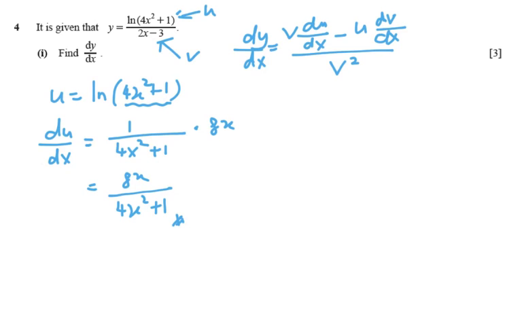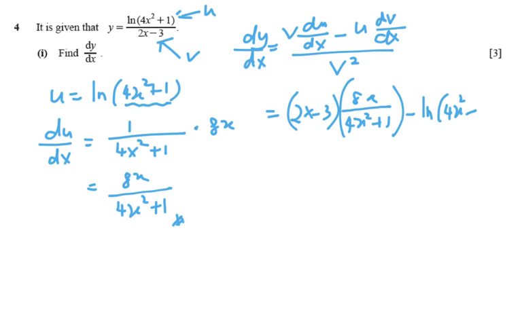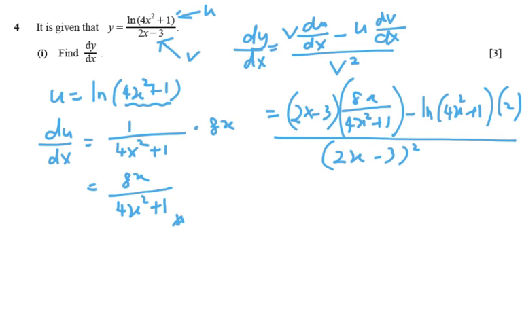Continue from here. So to get dy/dx, we substitute from here. The v will be 2x minus 3 multiplied with 8x over 4x squared plus 1 minus u, which is ln of 4x squared plus 1, times 2. The whole thing divided by 2x minus 3 to the power of 2. You can leave your answer in this form and you will be able to get full marks.